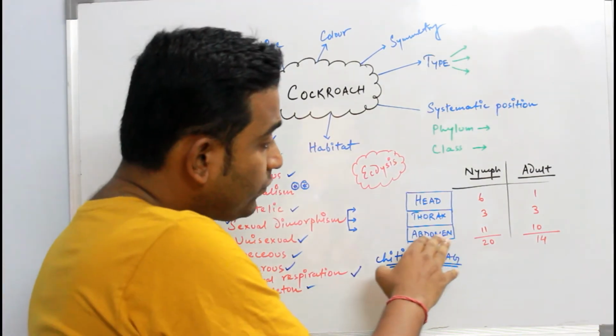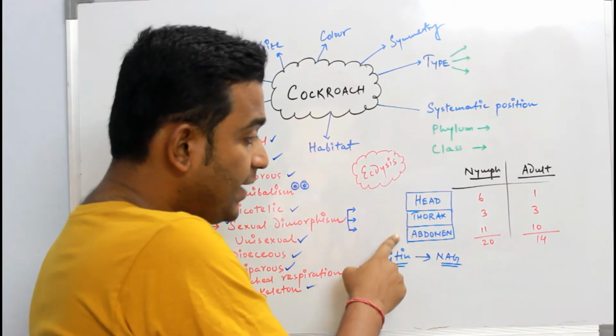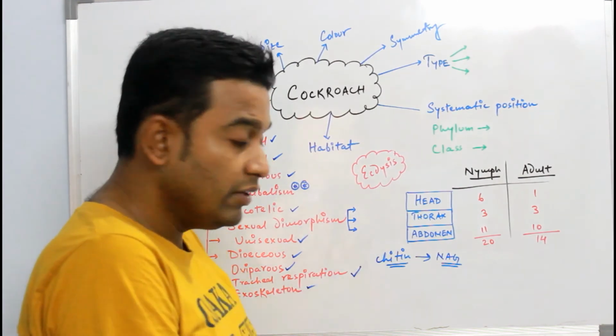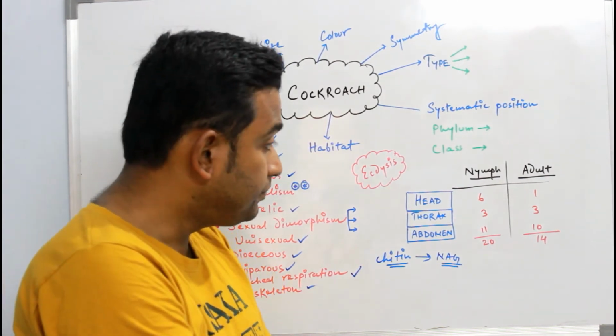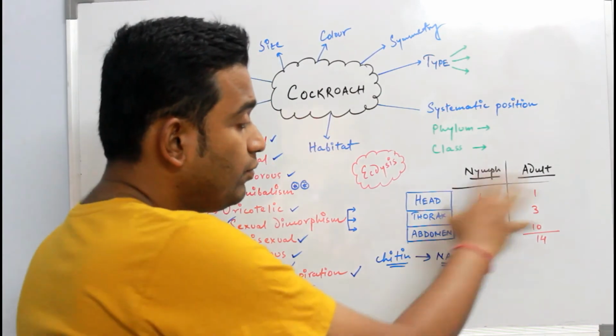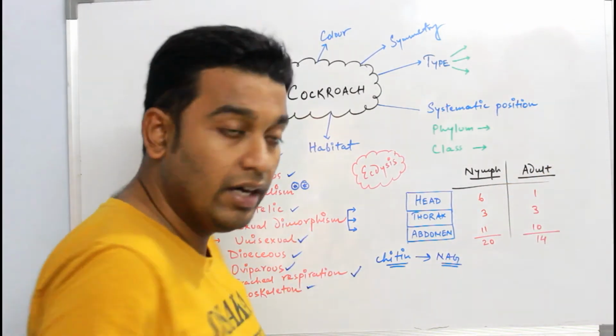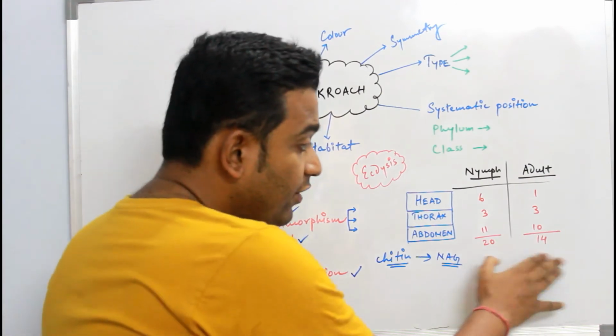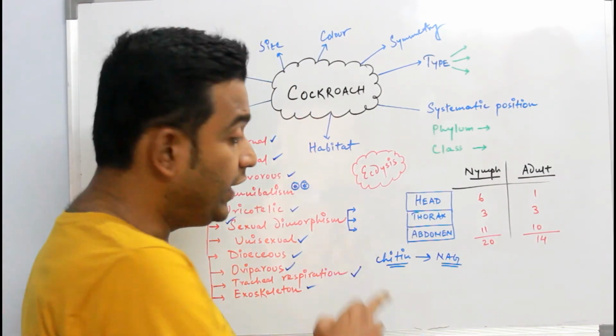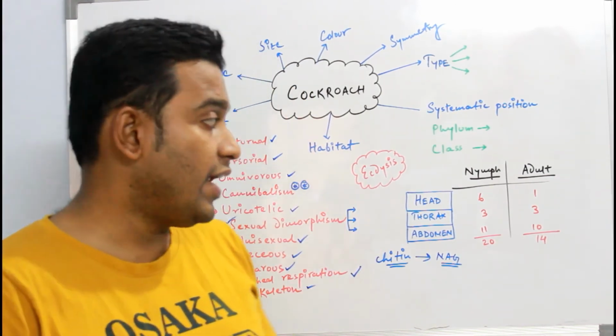So you can see, we talk about the head, thorax and abdomen, 3 major regions, right? 3 segments, the major segments of the body of an adult cockroach. So totally you can have 14 segments divided into these 3 regions: head, thorax and abdomen.